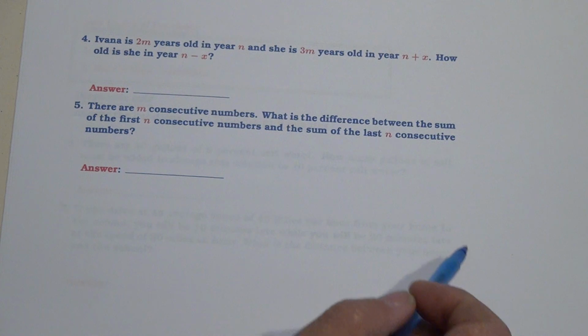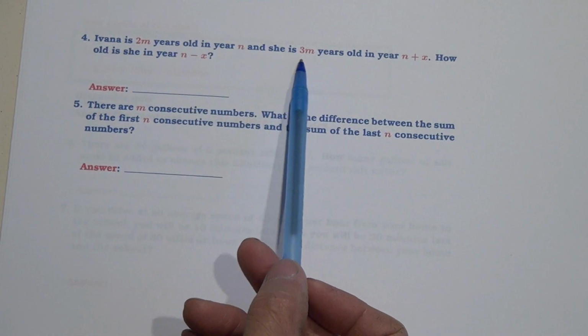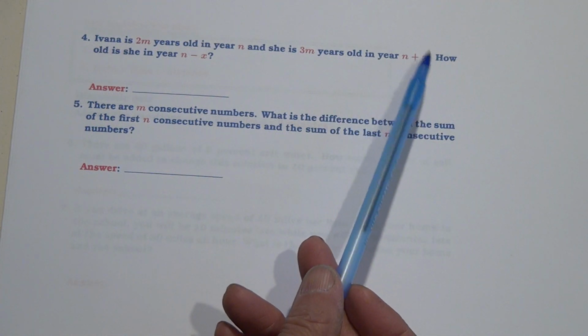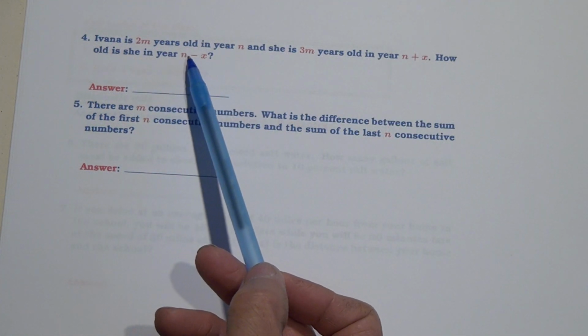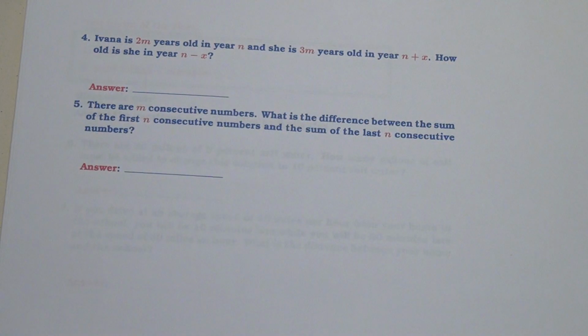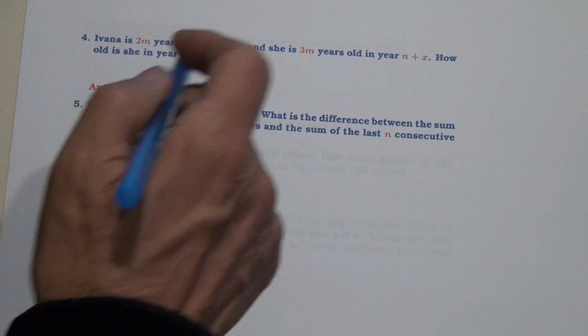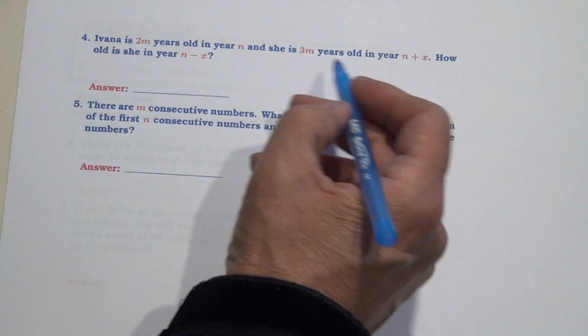Okay, now number 4. Yvonne is 2m years old in year n, and she's 3m years old in year n plus x. How old is she in year n minus x? Stop video. Okay, how do you do?